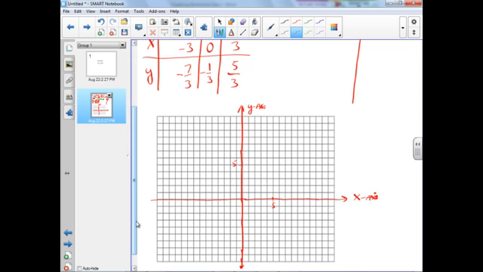So (-3, -7/3) is... dang it, I pushed the wrong button. (3, -7/3) is there. (0, -3) is there. (3, 5/3) is not quite 2, is it? Now we need to see if that's a straight line. And within the limitations of my ability to get a straight line on this paper, I think we're okay.